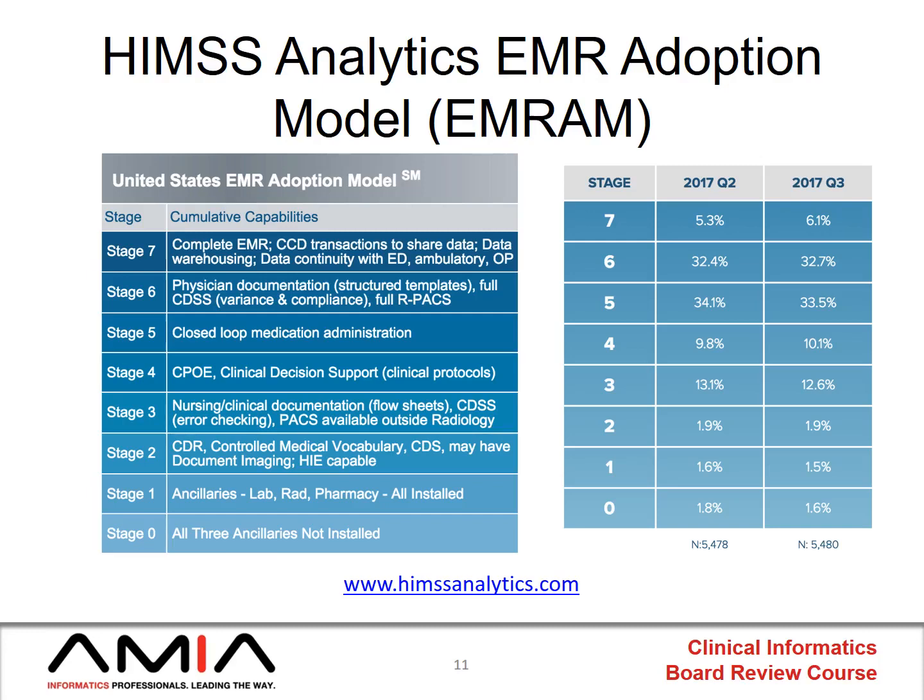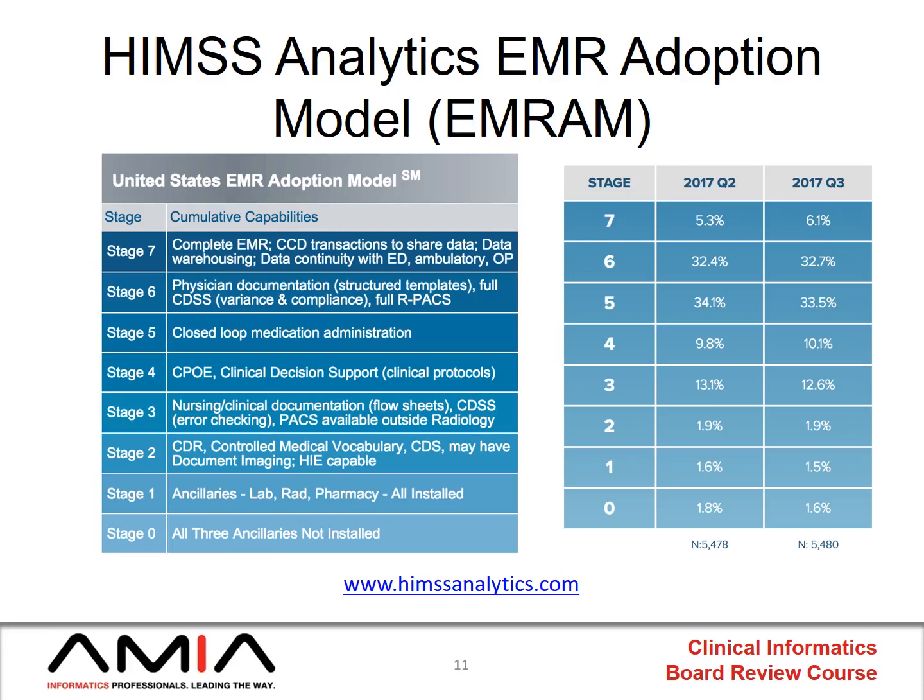When we get up to stage 2, there may be usage of controlled vocabularies, clinical decision support, document imaging. Stage 3 is when there begin to be things like flow sheets or structured data entry, more clinical decision support, PACS viewing outside of the radiology department. Stage 4 is when we reach significant clinical decision support, computerized provider order entry. Stage 5, closed-loop medication administration, such as with barcoding.